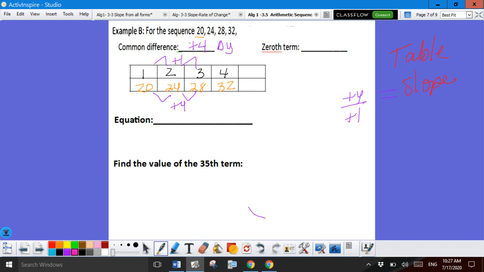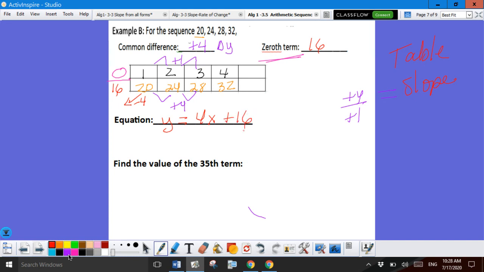Now we need to find the 0th term, okay? Which means we're working backwards. So take a second and see if you can come up with that 0 term. All right, let's see if you managed to get it. So if moving to the right is plus 4, moving to the left would be minus 4. That would give me a 16. So the 0th term is 16. The equation from that point is pretty simple. Y equals, my slope was 4, so 4x plus 16.